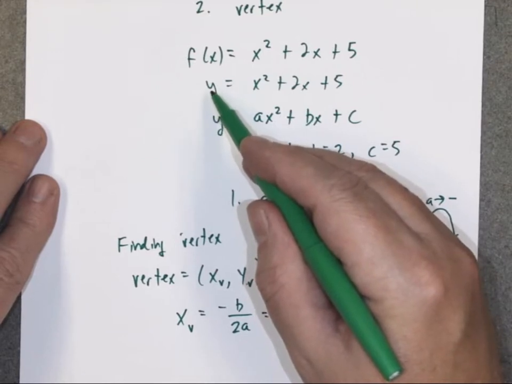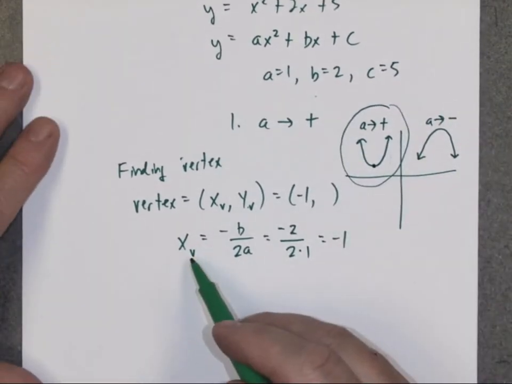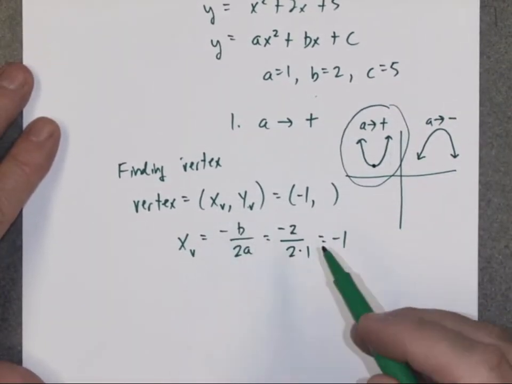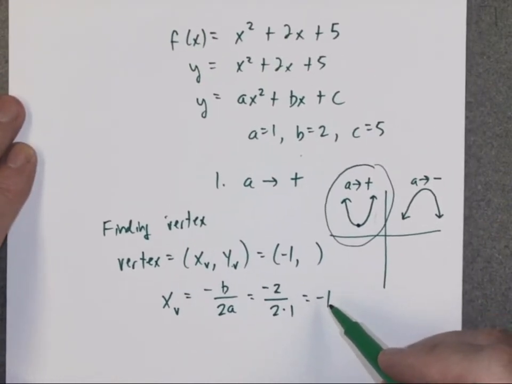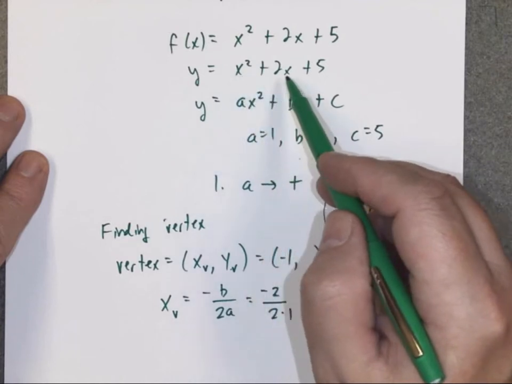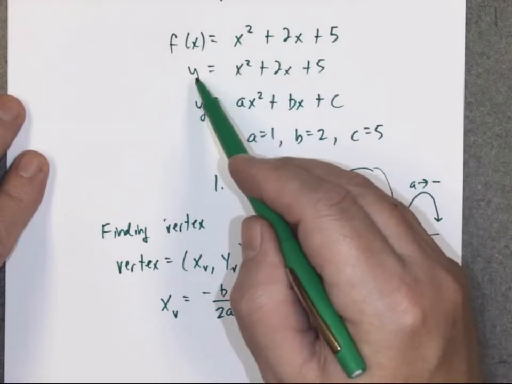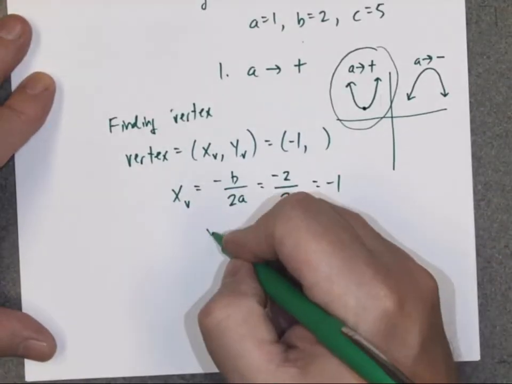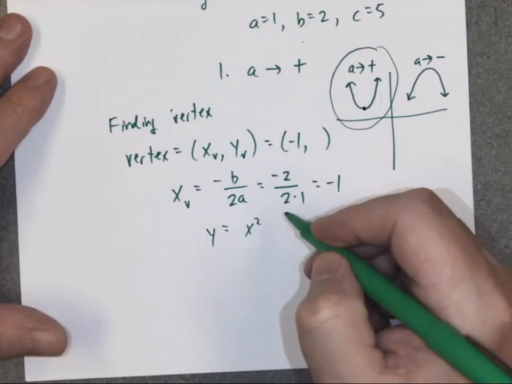So let me say that again. When we want to find the vertex, the x of the vertex, we use this little formula. Once I find the x of the vertex, I then plug that number back into the x of my original equation. And when I do that calculation, it's going to give me the y of the vertex. So in other words, to make it very clear, here was the equation we're working with.